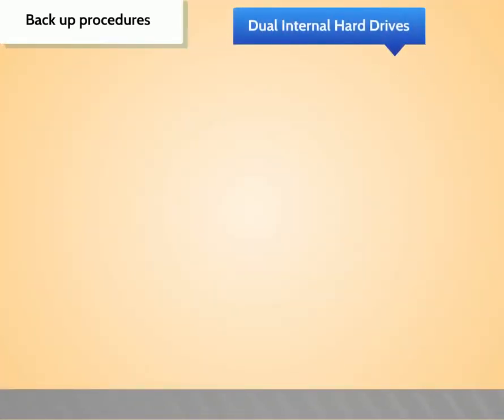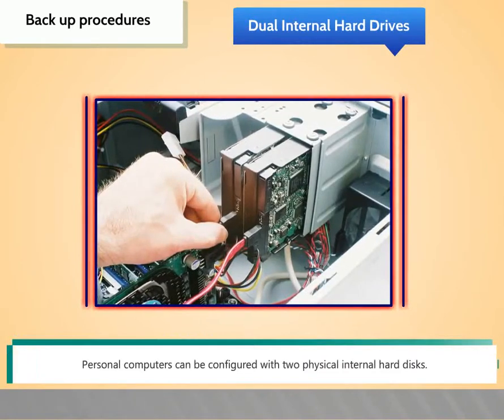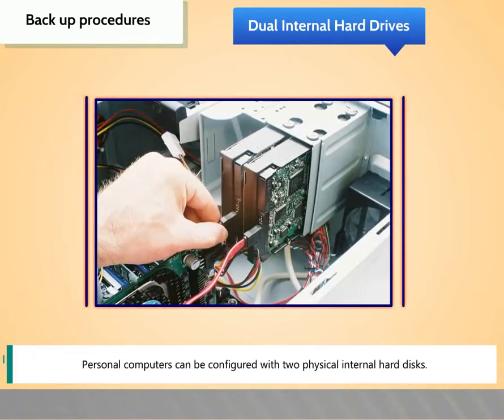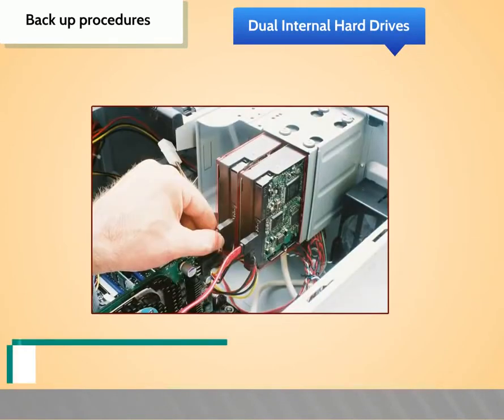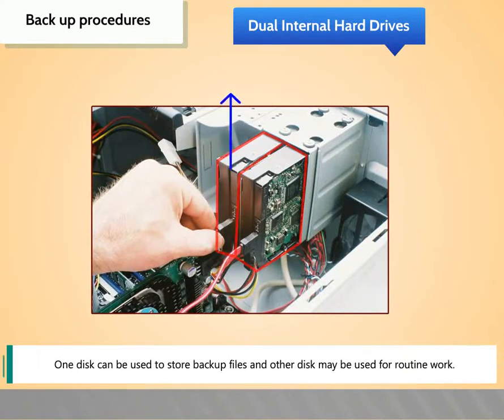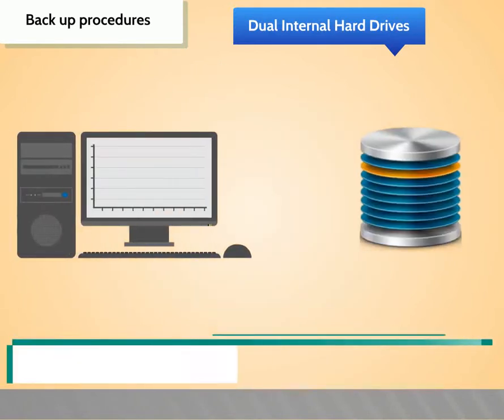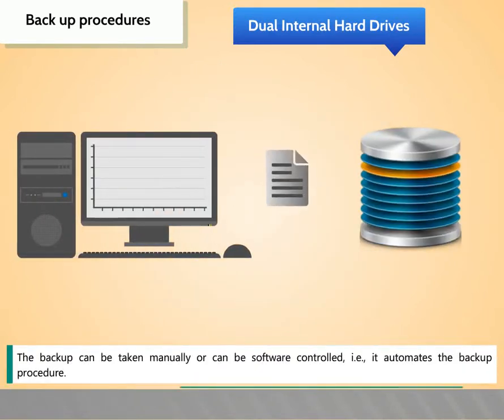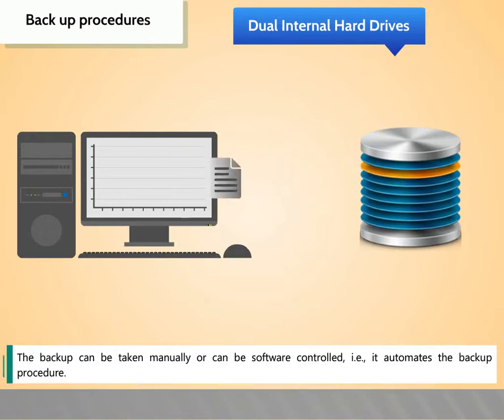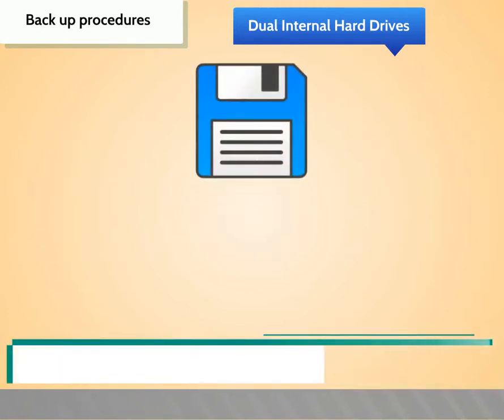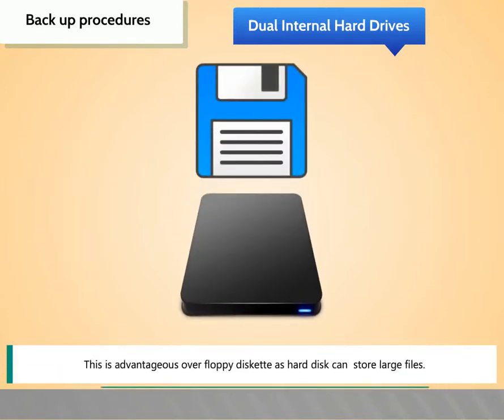Dual internal hard drives. Personal computers can be configured with two physical internal hard disks. One disk can be used to store backup files and the other disk may be used for routine work. The backup can be taken manually or can be software controlled, that is, it automates the backup procedure. This is advantageous over floppy diskettes as a hard disk can store large files.